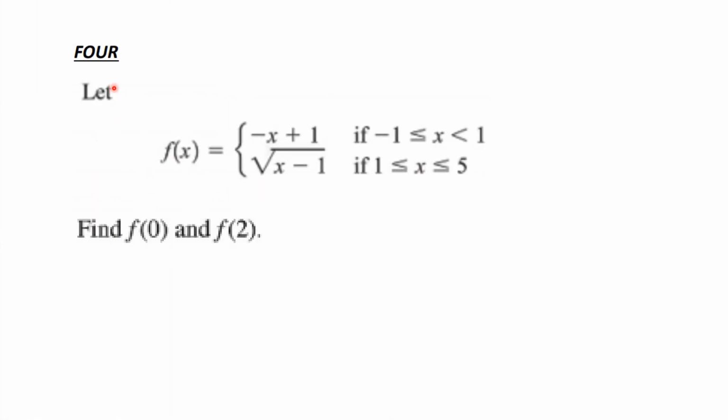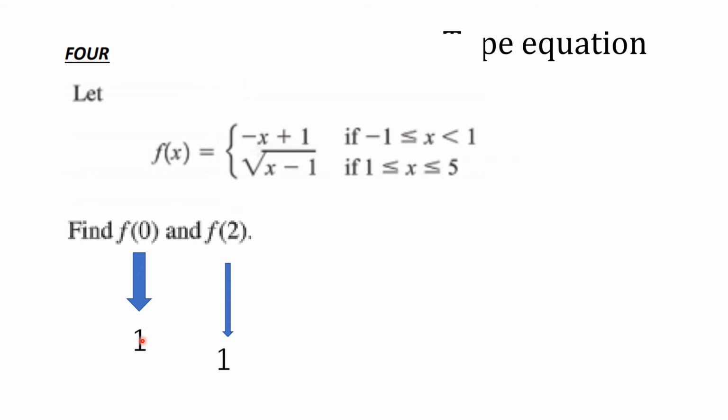Here, again, was a 10-point problem, and I'm asking you to find this and this. This is a piecewise defined function. I'm asking you to find f of 0 and f of 2. It would be 5 points for each of those answers. And the answer turned out to be 1 for each of those, but you would say 1 twice, and that's how you should grade that problem.